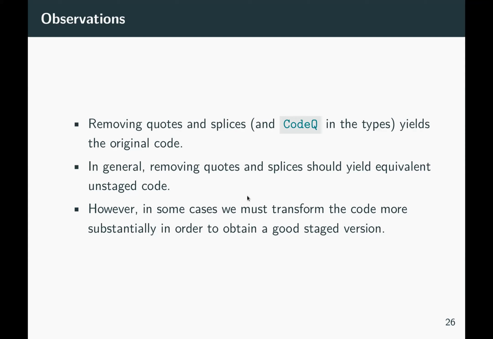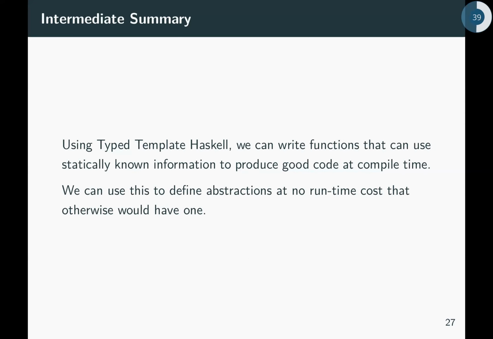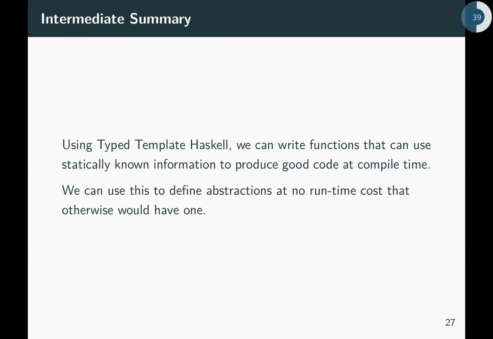Right, and it says that sometimes one needs more significant, substantial transformations in order to get a good staged version. But in general, the idea is like this. You basically can take the original algorithm and just put quotes and splices at appropriate spots.